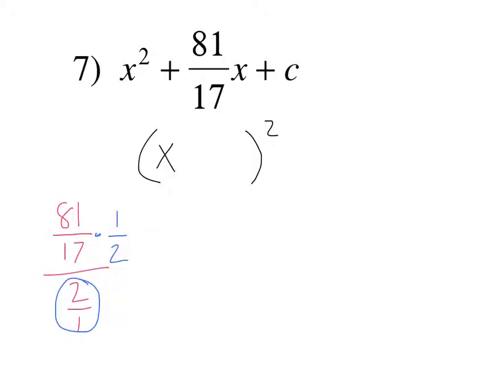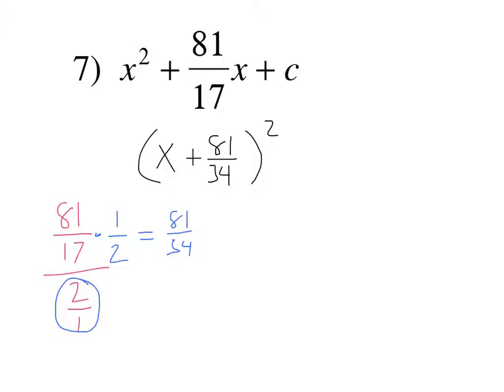Don't let what you know get in the way of what you think you have to do. All right? You know dividing by 2 is the same as multiplying by 1/2. So there we go. We don't divide by 2, we multiply by 1/2. So what is 81/17 times 1/2? 81/34. So right there is what we put in our binomial.